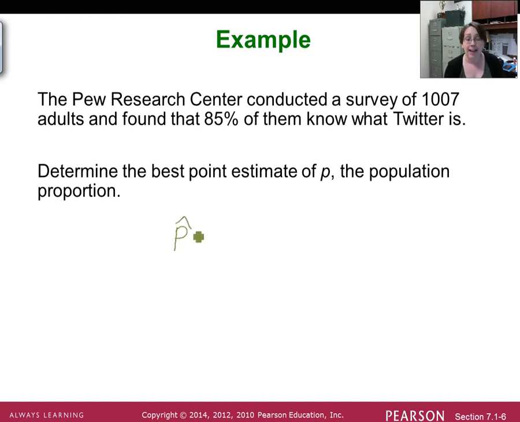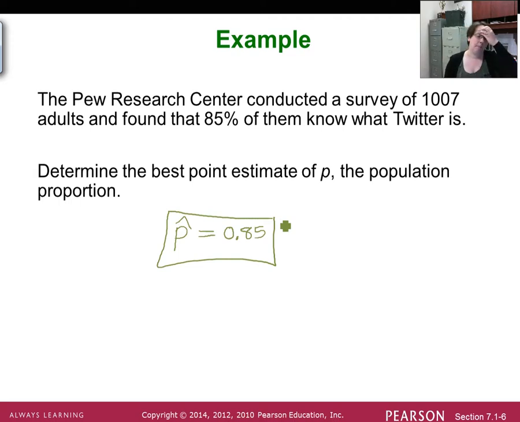Well, that would be p hat, the sample proportion. So what proportion in this sample recognized what Twitter was? Well, that would be the 85%, but we always write it as a decimal when we write proportions. So 0.85, that would be the best point estimate of p. That's the best we can do to estimate p at this point.